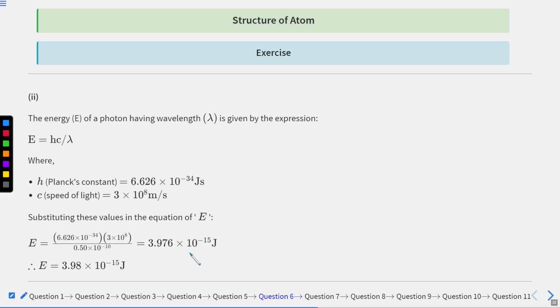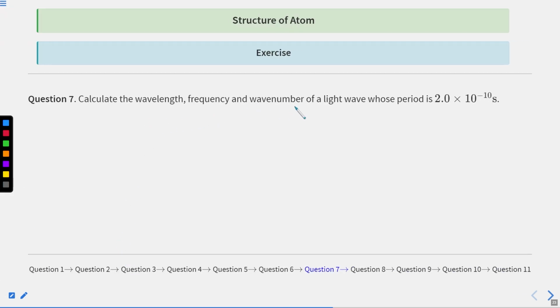Next question. Next, in terms of lambda, if it is given, you have to convert this lambda into meter. So we have multiplied here by 10 to the power minus 10, and hc, that is your Planck's constant multiplied by speed of light, that would give us the value of energy, that is 3.98 into 10 to the power minus 15 joule.